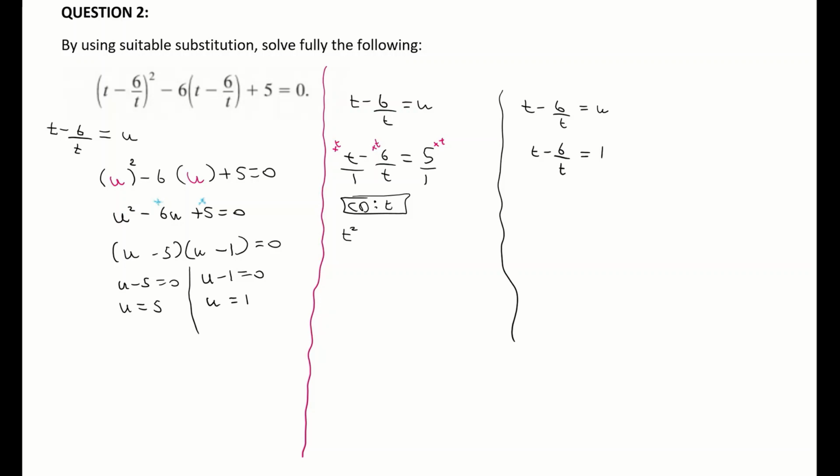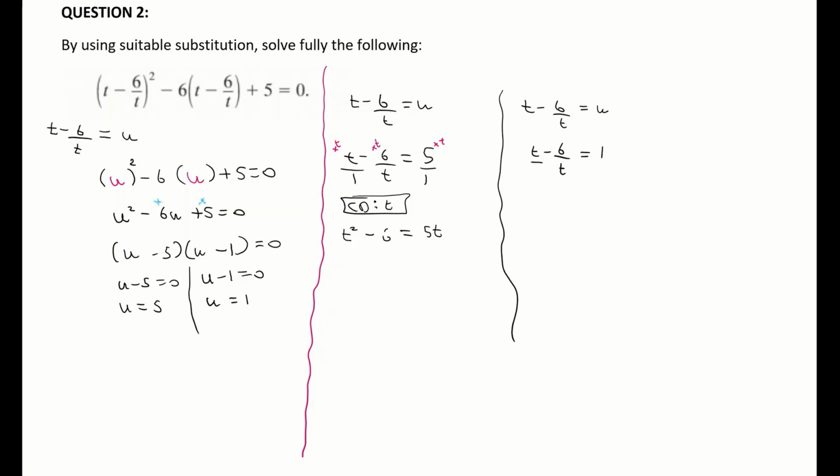So that's getting me t by t is t squared, t by 6 is 6t, but I divide that by the bottom, the denominator of t, which is just giving me minus 6, is equal to 5 by t, which is 5t. And I come over and I do the exact same thing for the other side.